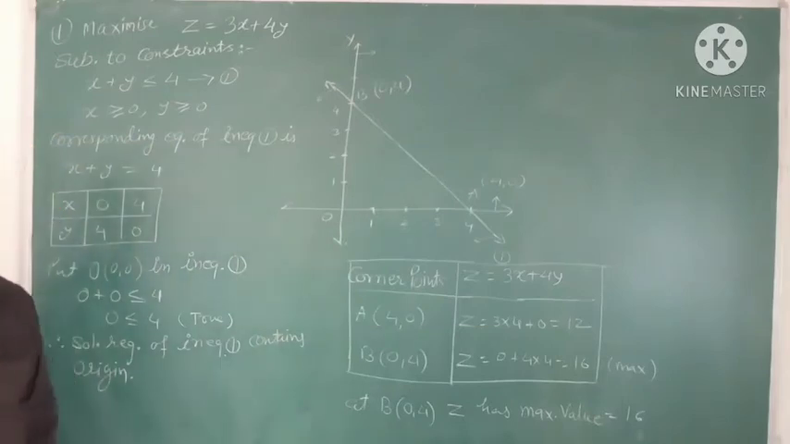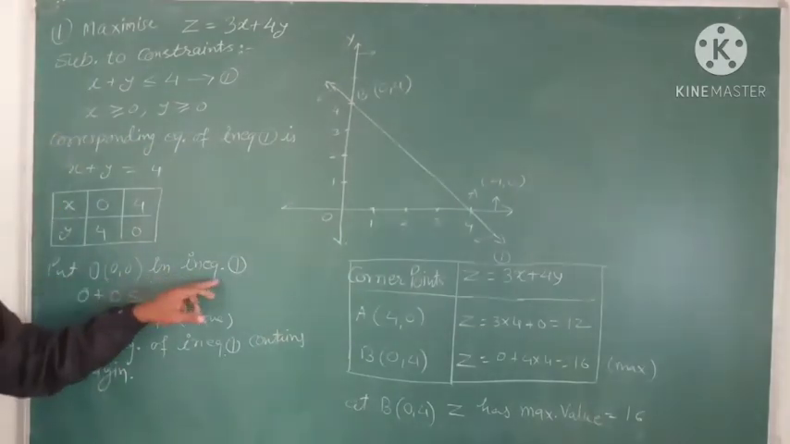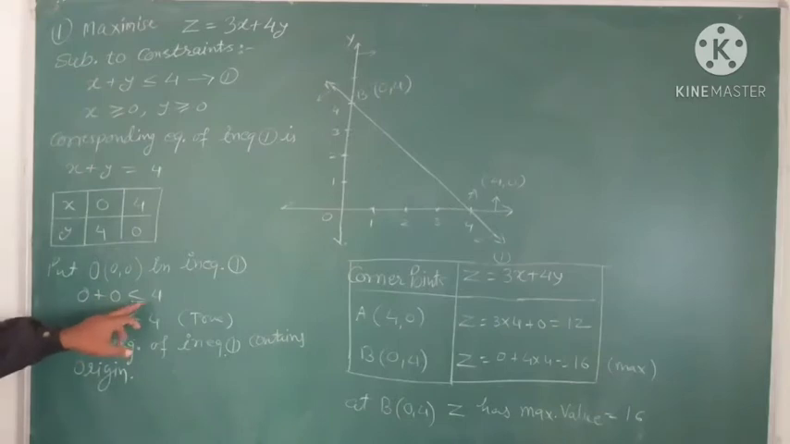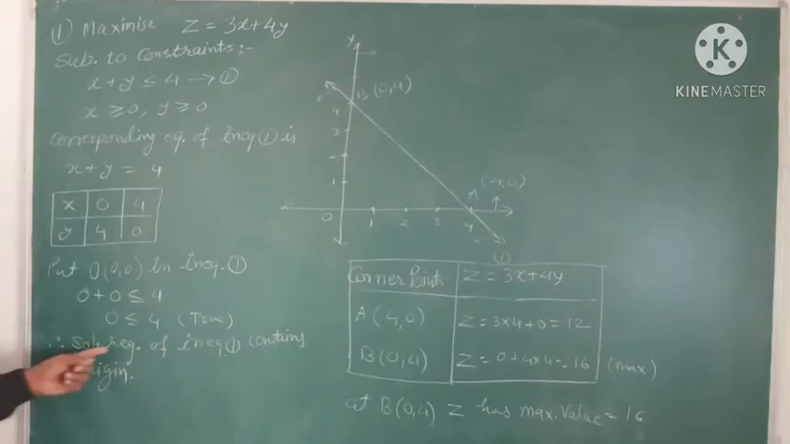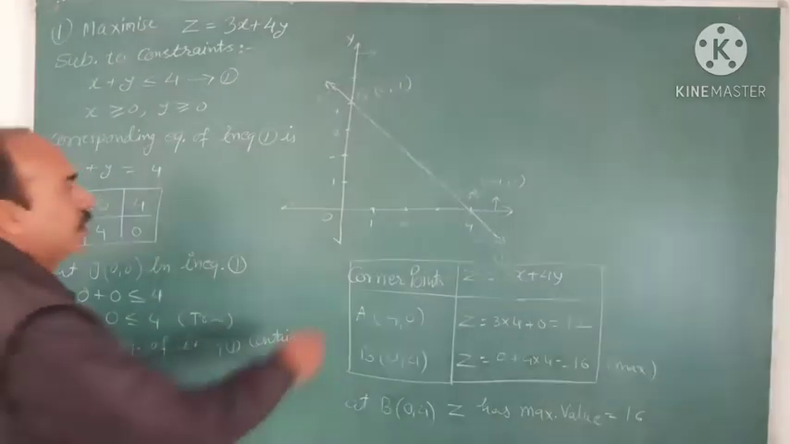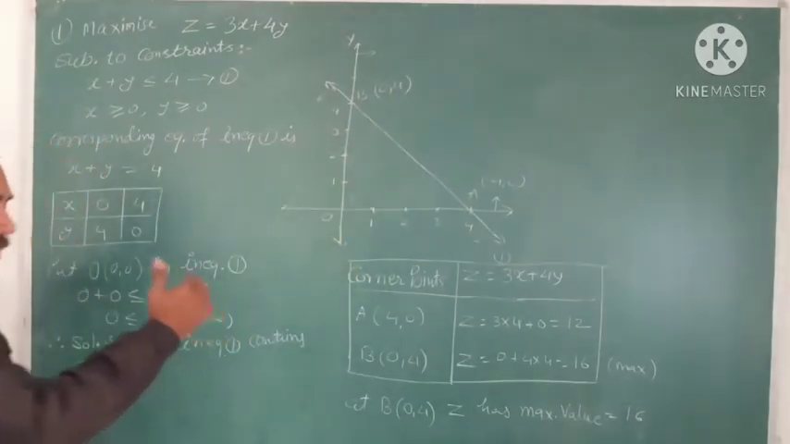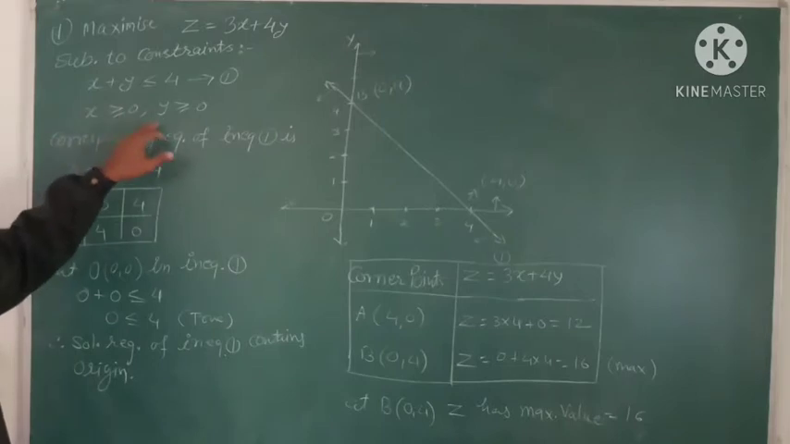Now find its solution. Put 0 comma 0 in inequality number 1, that is x plus y less than or equal to 4. So 0 plus 0, which is less than 4, which is true, so our solution region contains the origin. It means the solution region which contains the origin is the lower half plane, and x and y both are positive.